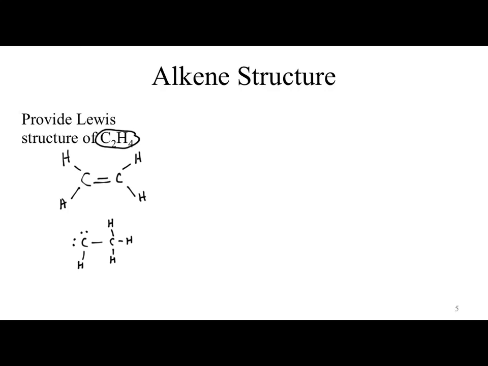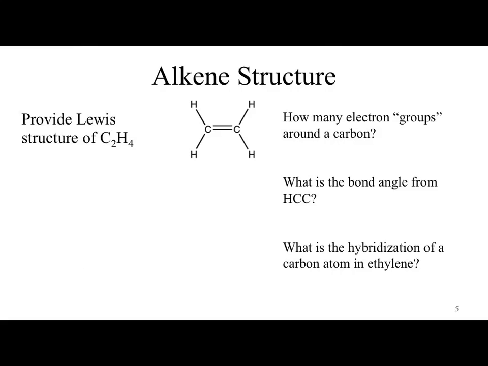Okay. So it's a question of putting the pieces together and seeing the easiest way to do it, or the most natural way to put it together. Okay. So we can look at a Lewis structure of this. So how many electron groups are around the carbon? How many bonds are around the carbon? 4. How many electron groups?